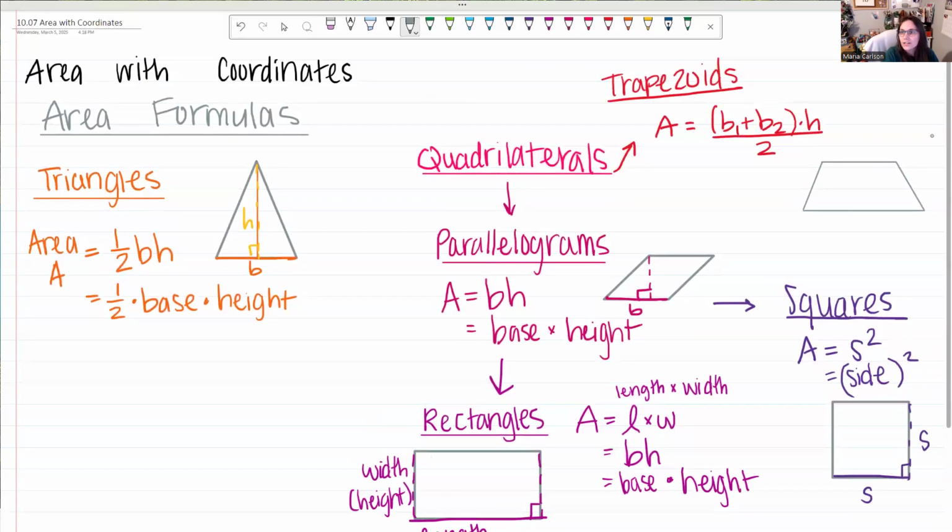There we go. So here is one of our bases. I'll label this base 1. And here's our second base. We will label that base 2. Essentially, you're finding the average of these bases, right? Add them together, divide by 2, and then you multiply that times your height. And that's the area of your trapezoid.